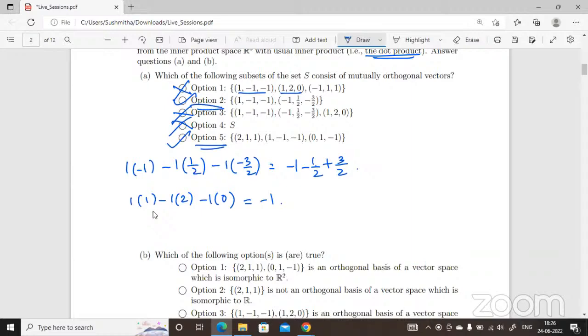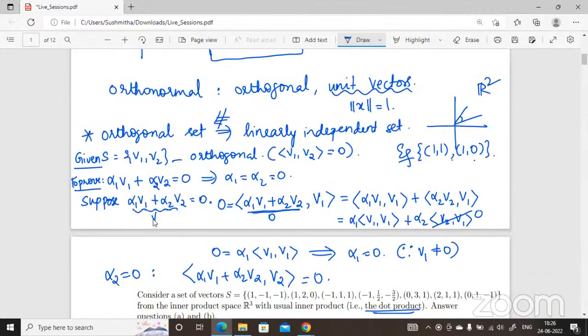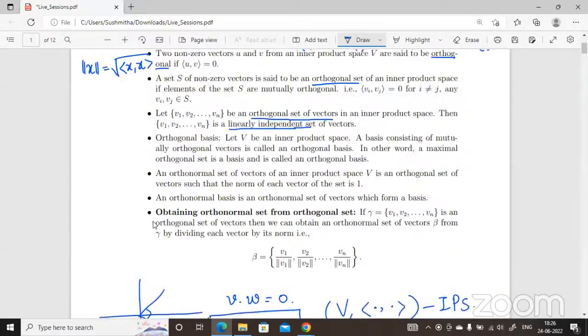We missed out this basis thing. So what is an orthogonal basis? A basis which is also an orthogonal set. You know what a basis is. You want all the elements of the basis to be orthogonal to each other. That is, the inner product of any two elements in the basis should be equal to 0. That's all. That is an orthogonal basis.